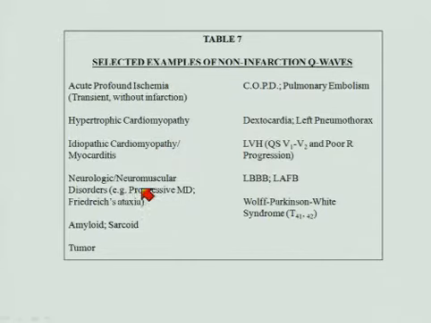I'm going to show you some neurologic disorders; amyloid and sarcoid can. Chronic obstructive pulmonary disease we've seen, dextrocardia, left pneumothorax. Examples of all of these are in the books and tracings that I've given you. Acute profound ischemia can itself result in transient Q waves without substantial infarction. Usually uncommon, though, unless there is true infarction.